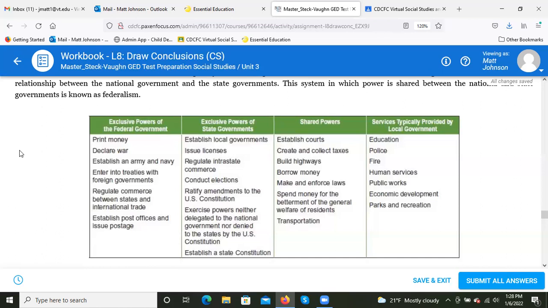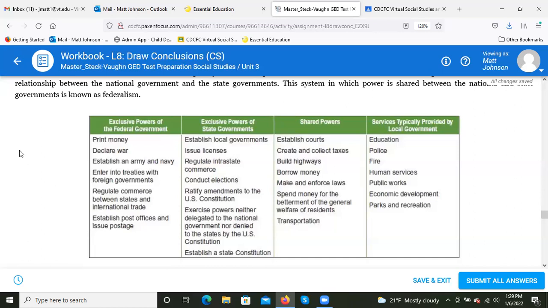Ratify amendments to the U.S. Constitution. Remember, I think it was 2/3 to ratify an amendment. Exercise powers neither delegated to the national government nor denied to the states by the U.S. Constitution. Right? I think that's the 10th Amendment, 9th or 10th Amendment. It says, any powers not specifically stated will be handled by the states. And then establish a state constitution, right? Each state has its own version of a governing document, a constitution.